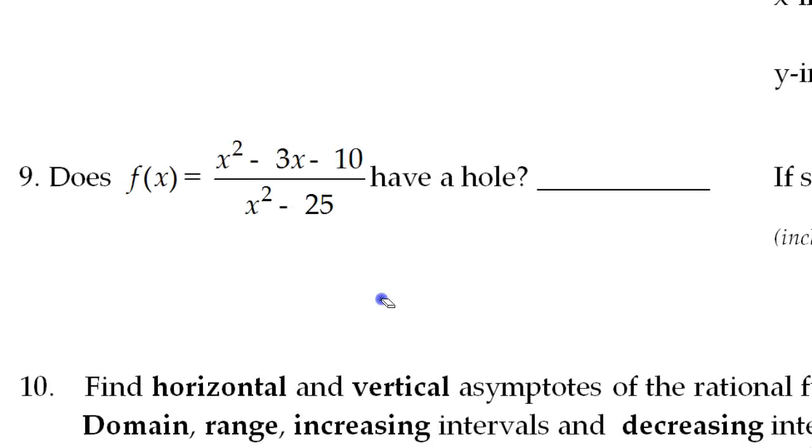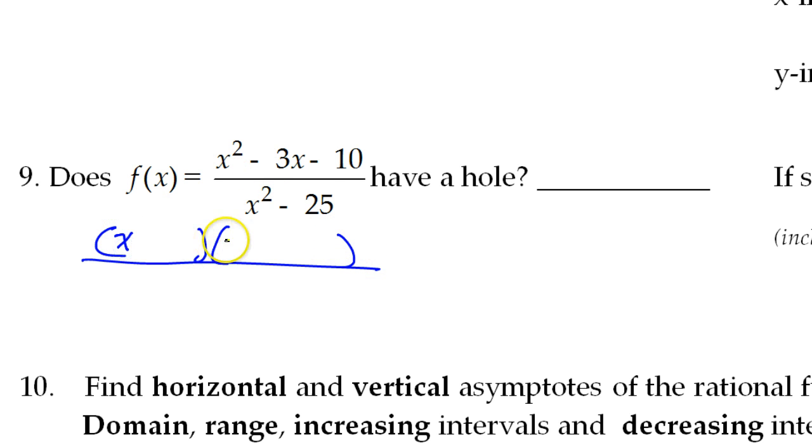Number 9. Does this have a hole? If so, blah blah blah. A hole happens when a factor in the denominator cancels out with a factor in the numerator. So if there's going to be a hole, we're going to have to factor to see it. So let's factor the numerator.